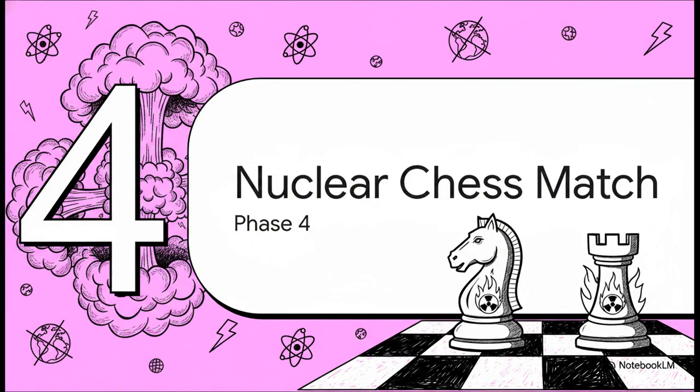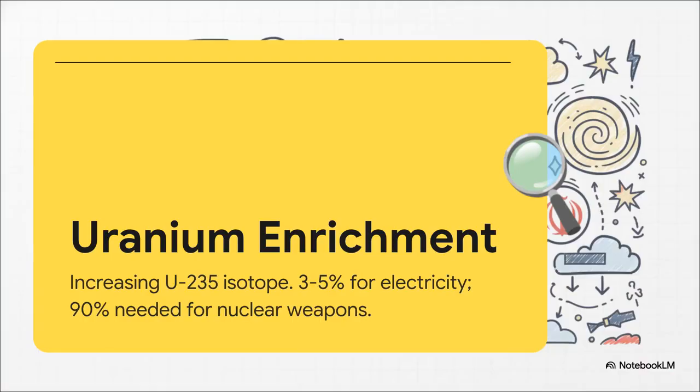And that brings us to Phase 4, the nuclear chess match. This is where things escalate from regional proxy skirmishes to literal existential threats. Think about it from Iran's perspective. They just watched the U.S. effortlessly overthrow Saddam Hussein in neighboring Iraq.